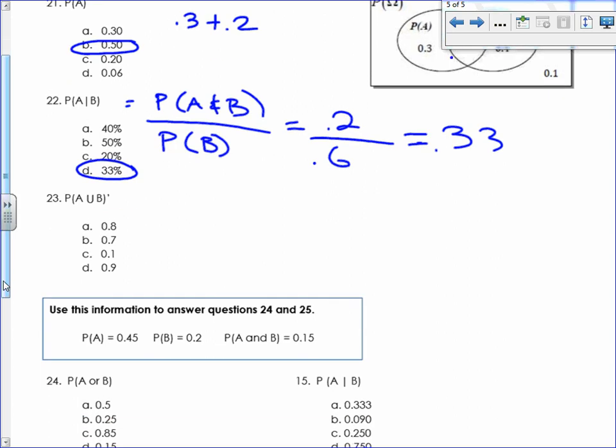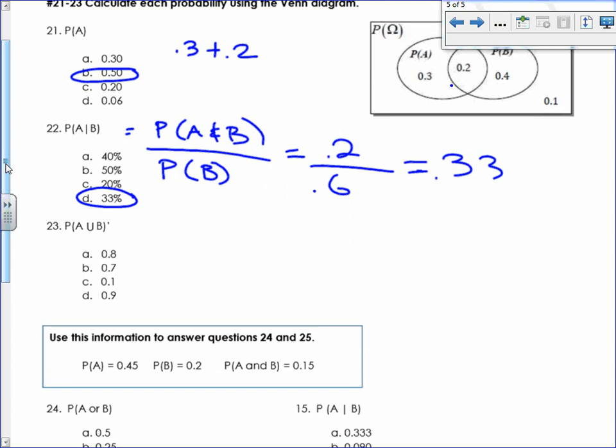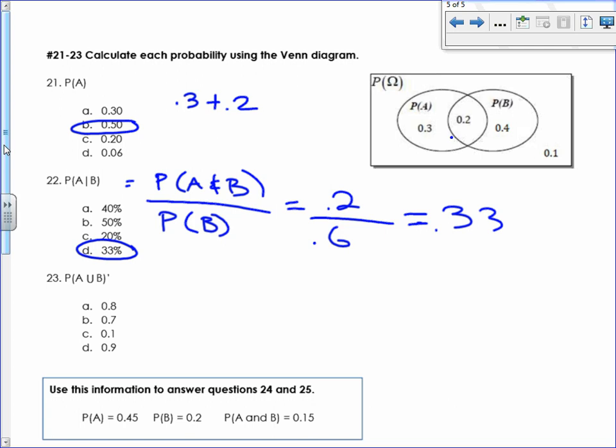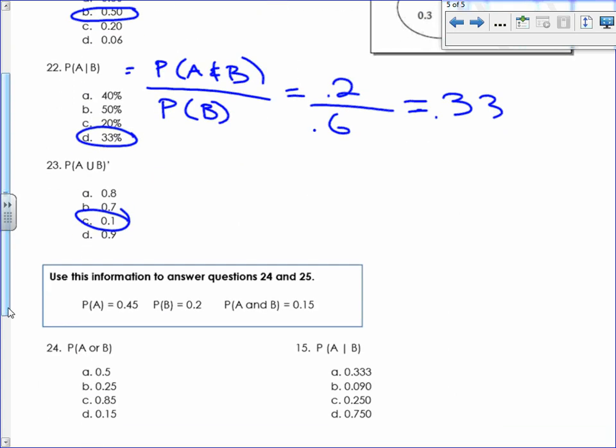Number 23, what's not in A or B? Listen to how I said it. What's not in A or B? 0.1. 0.1. So on the other test, number 23 was A.